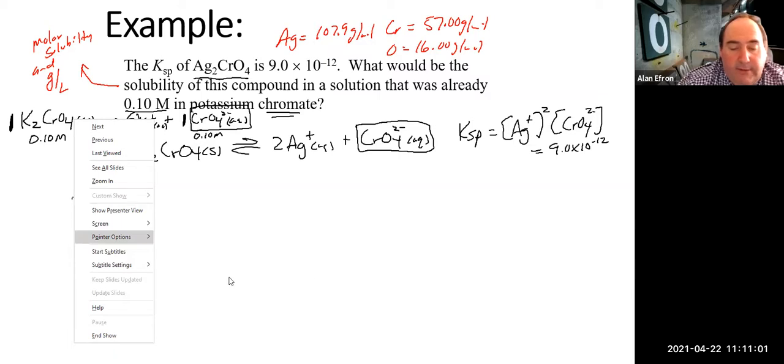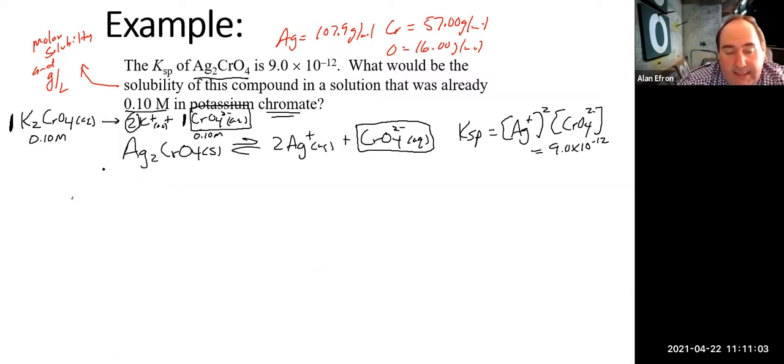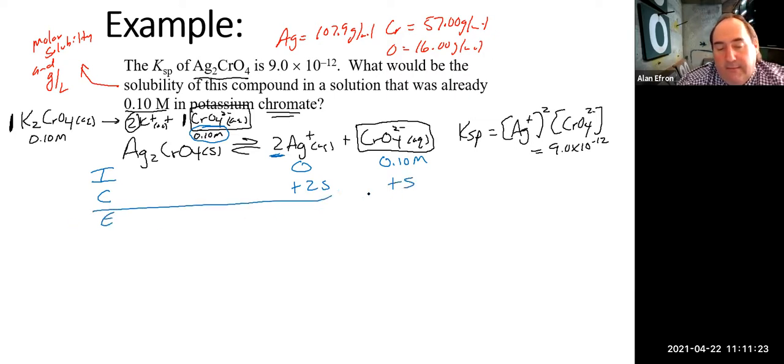And again, we're going to use it because that means initially we do have 0 of the silver, but this potassium chromate is supplying 0.1 molar of this guy. Change would be plus 2s again because of the 2, and plus s here. That means at equilibrium, we end up with 2s and 0.1 plus s. Any questions on the ICE table so far?